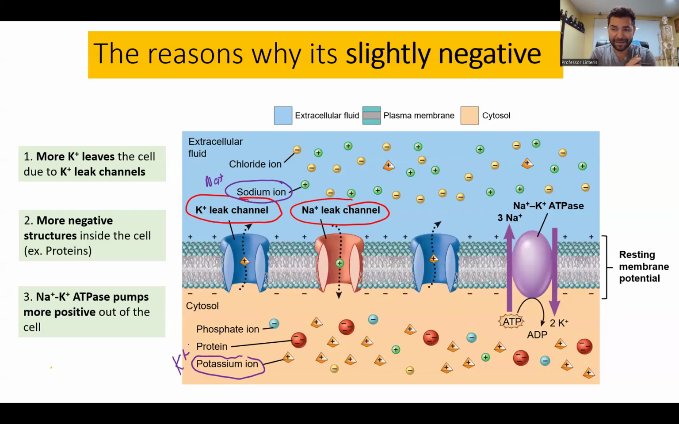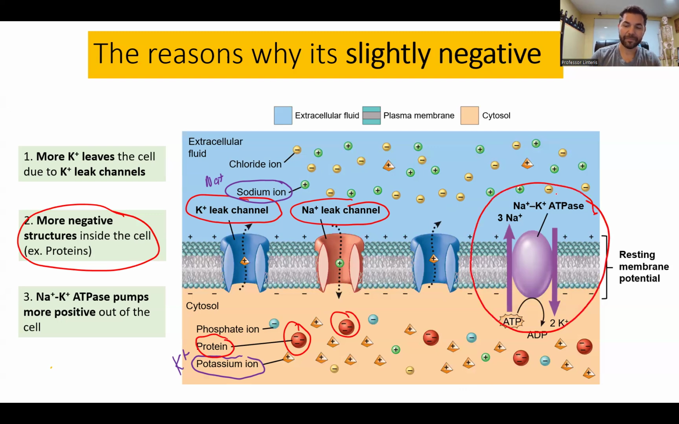But the negativity inside the cell is because of more structures. We have lots of organelles in there. We have lots of proteins, right? You can see the presence of this protein. These proteins are negative, and that's significant. And lastly, we have another structure, and that is this big guy right here.